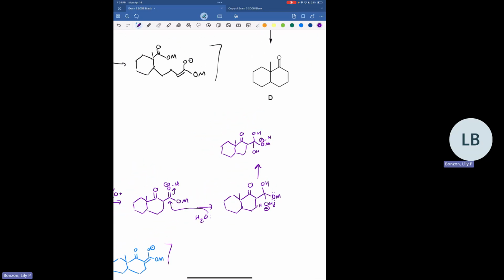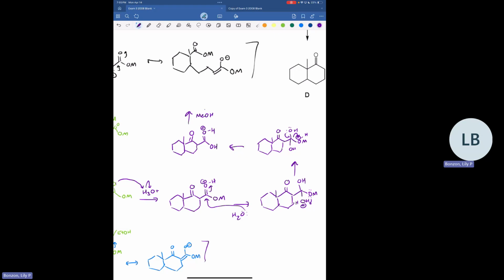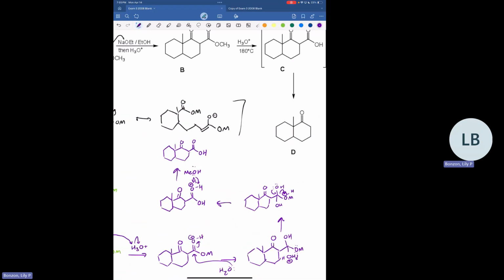So now our ester is a good leaving group, so we can kick that out. We're just going to show one of our alcohols. It's going to come back down and form a carbonyl, kick out that methanol now. And then we can just have that methanol steal that last little hydrogen. Okay, so now we formed C, this little intermediate C.